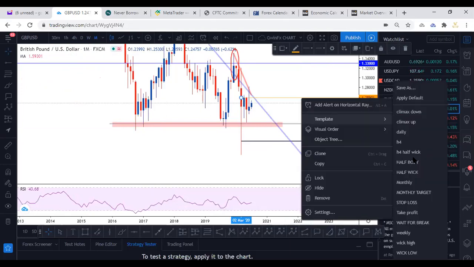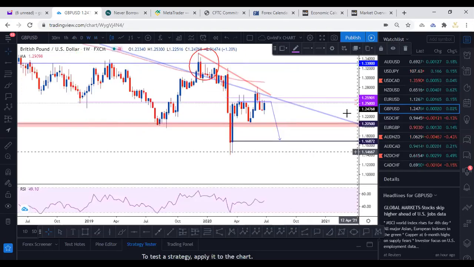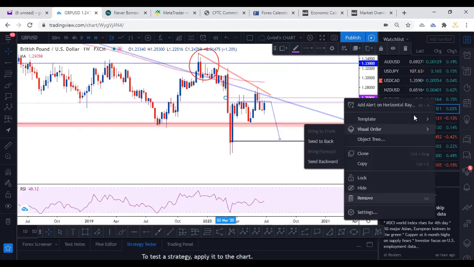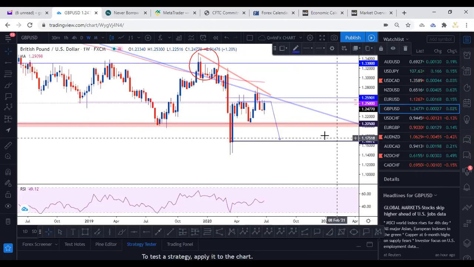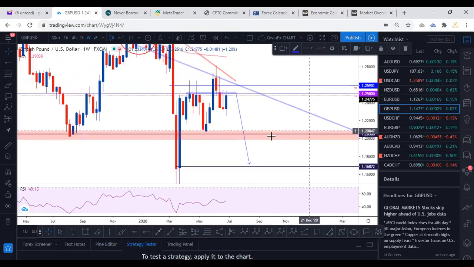So we'll just quickly make this the weekly. I would have really loved to see the test of that structure before the next rally, but at the moment we have not yet seen it. I do not know for now if we might still see that test. So what do we have from the daily time frame?